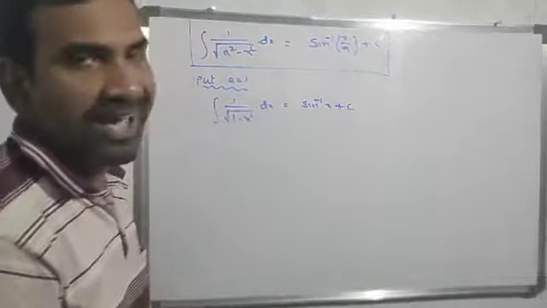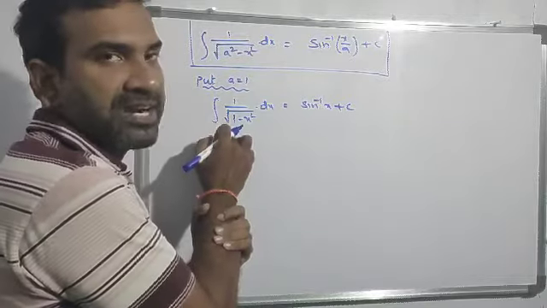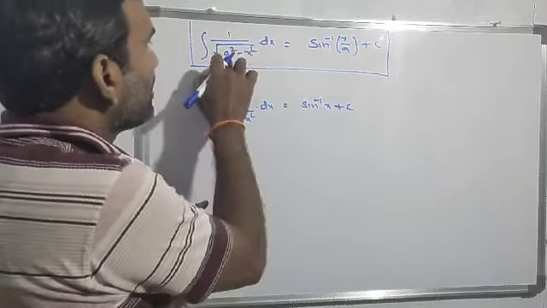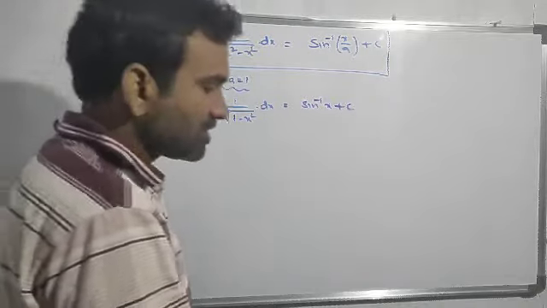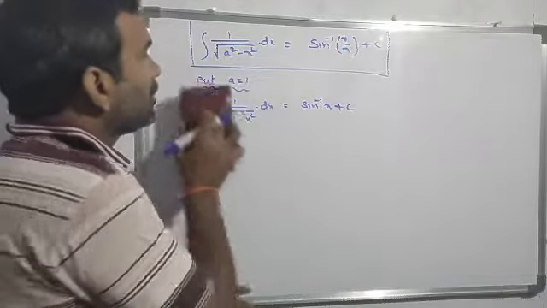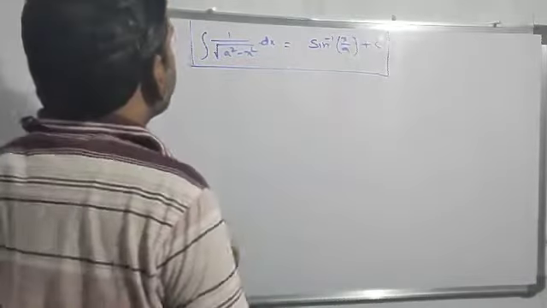We already have the proof of that; we already derived this. So that means you are getting the standard formula. In the place of 1, if I am taking a square, actually this is our formula, sine inverse of x by a plus c. Today we just prove this formula.